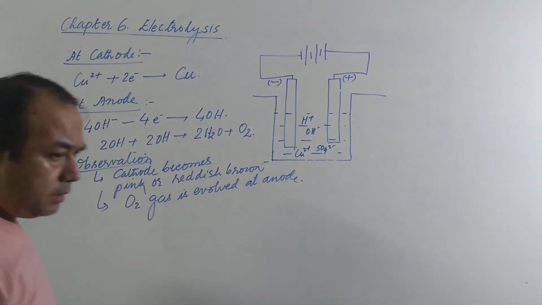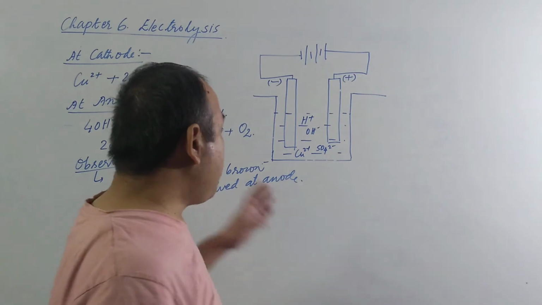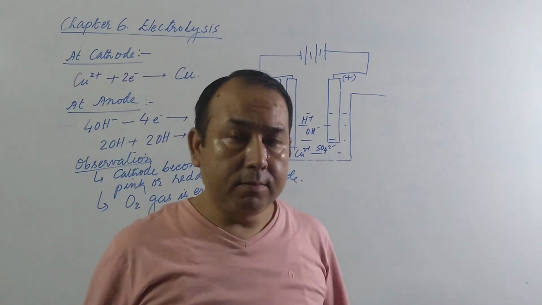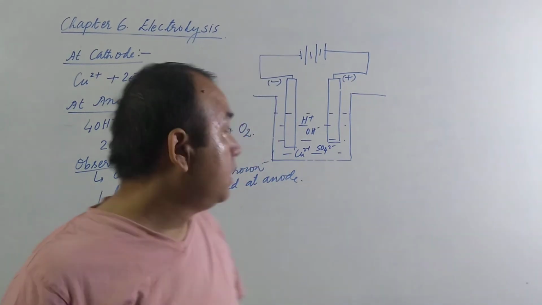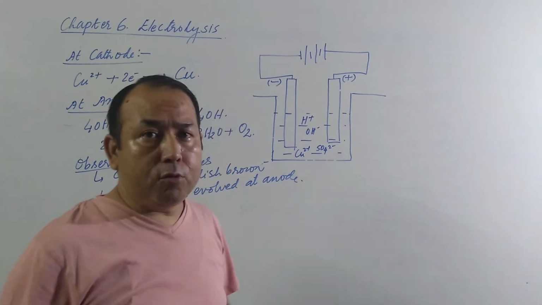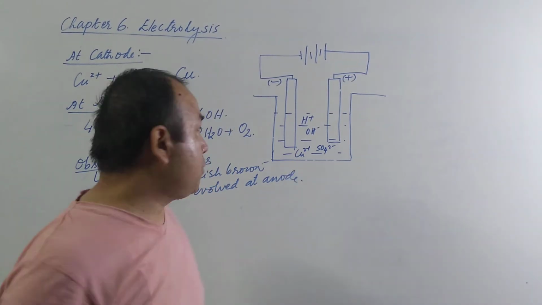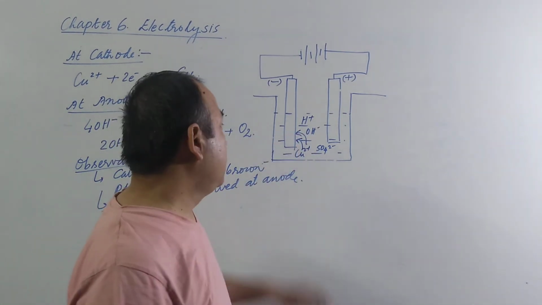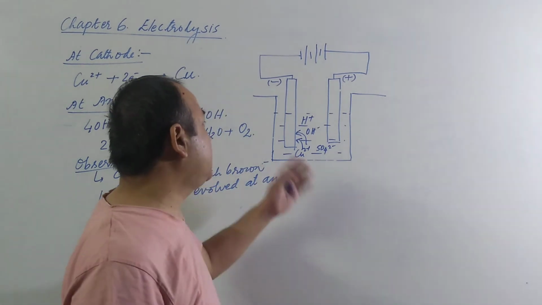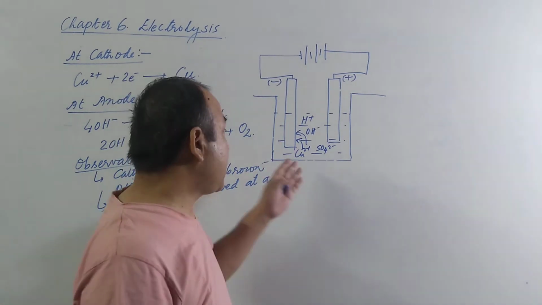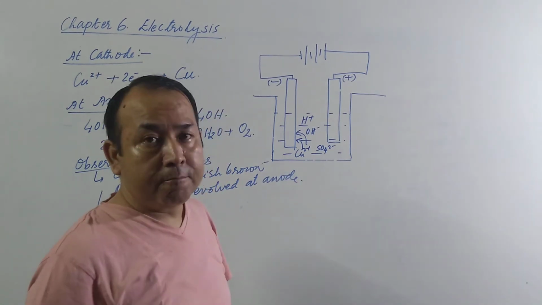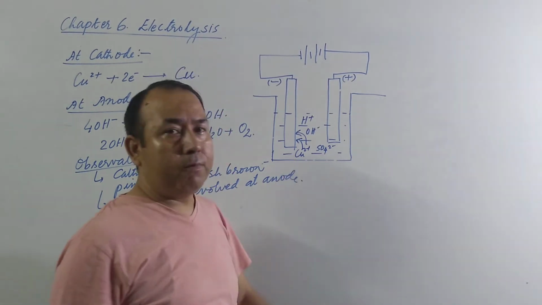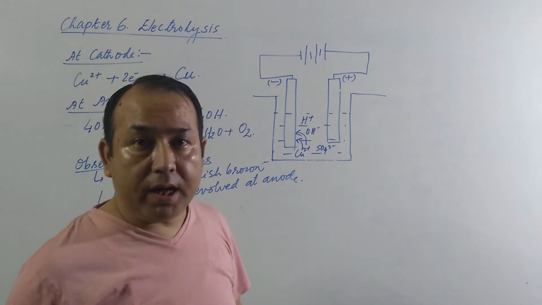Now another important thing: the aqueous solution of copper sulfate is usually blue in color. This blue color is mainly due to the presence of copper ions. Here, copper ions are continuously being removed from the electrolyte because they get discharged and deposited over the cathode. So the concentration of copper ions keeps on decreasing, and as it decreases, the blue color of the copper sulfate solution fades away.